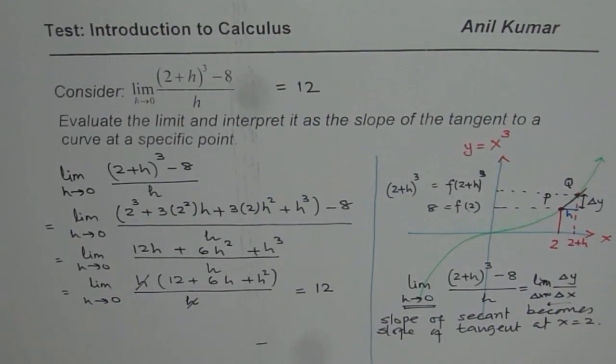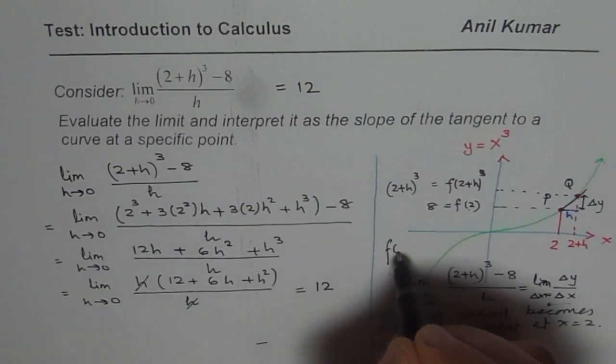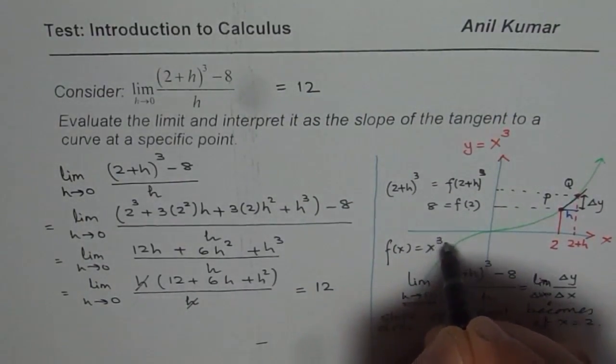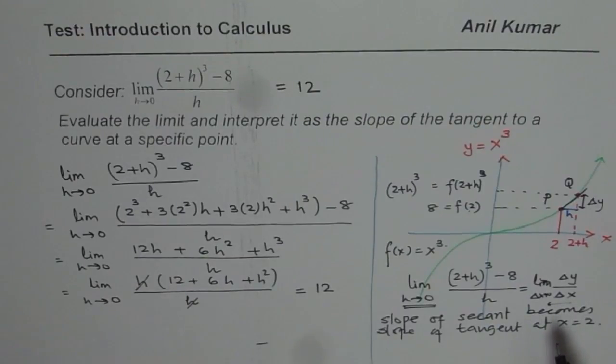And for us, the function which we are considering is f of x equals x cube. So that is the geometrical interpretation of the given limit.